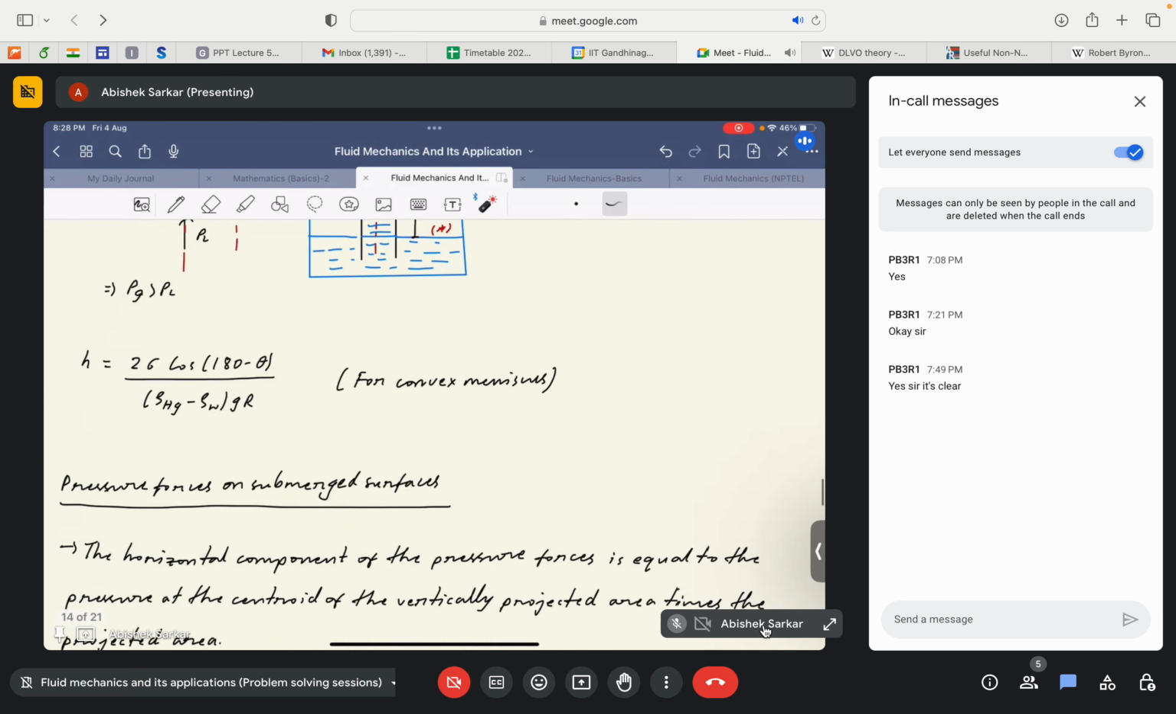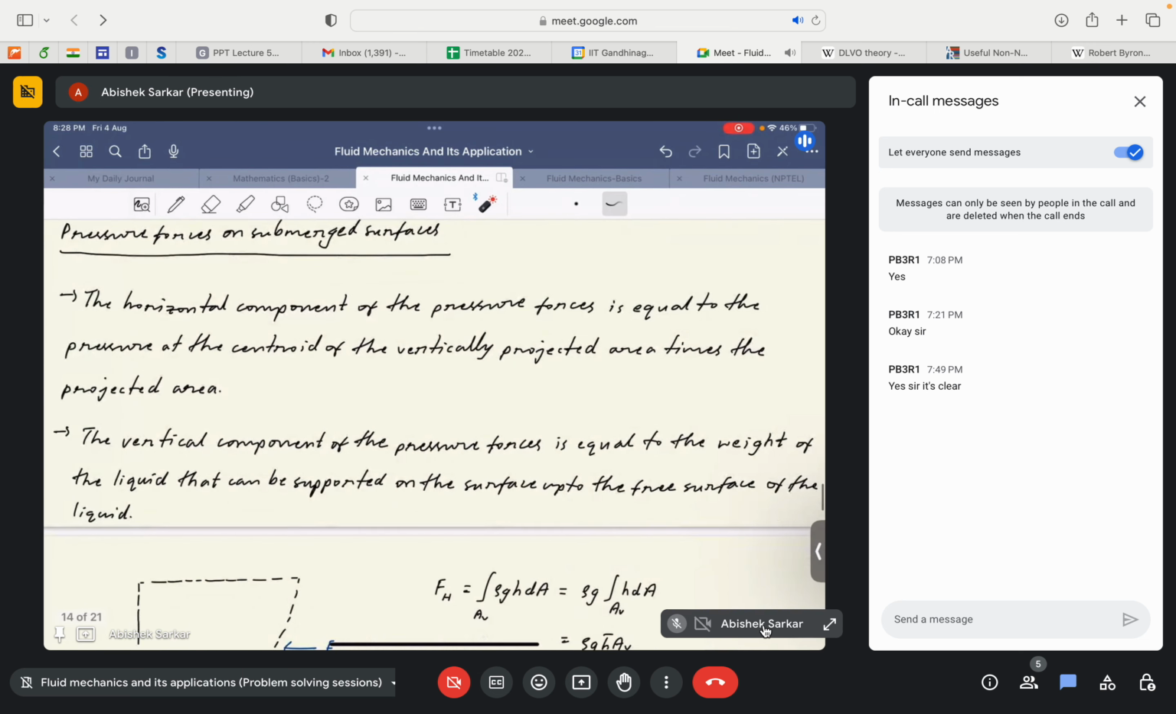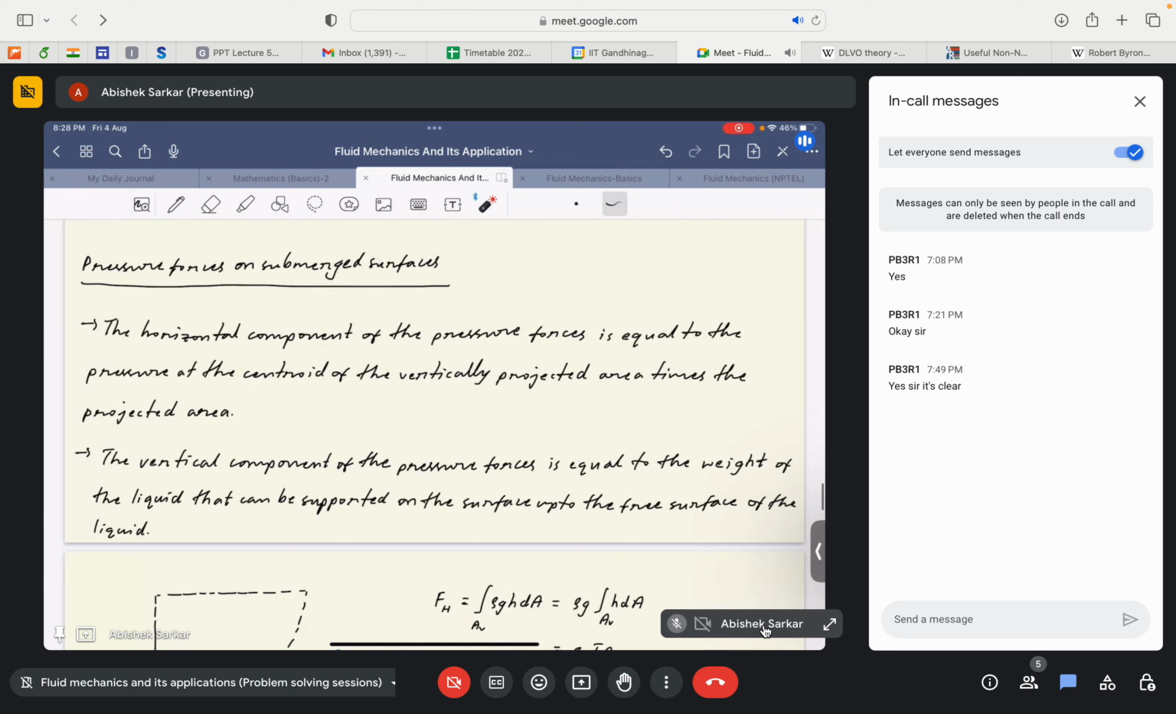Now we discuss the pressure forces on submerged bodies. It's a very important topic and quite extensive. Since we are limited in time, I have to rush past a bit, but I will go through all the concepts and formulas thoroughly, and also some examples which will help you consolidate your concepts. If you have any doubt, you may stop me at that point.